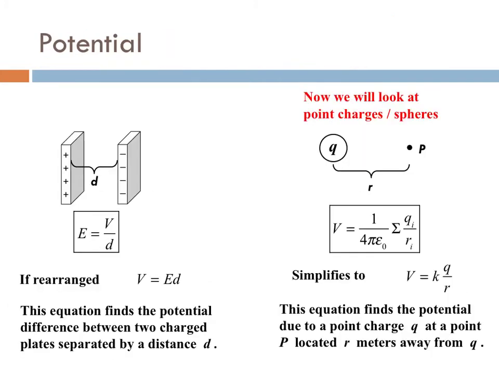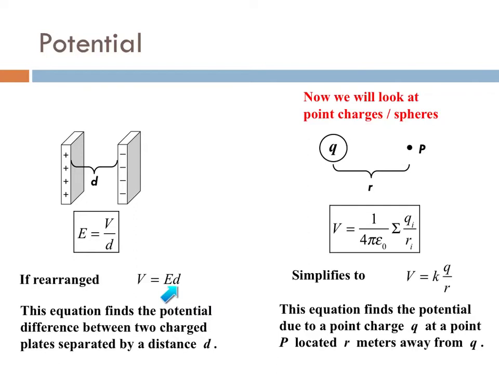In our last video, we focused on the potential between two charged plates. So we saw this equation, where our potential is equal to our electric field times the distance between them. So this equation helped us solve for the potential difference between two charged plates separated by a distance d. Now we're going to look at point charges or spheres.